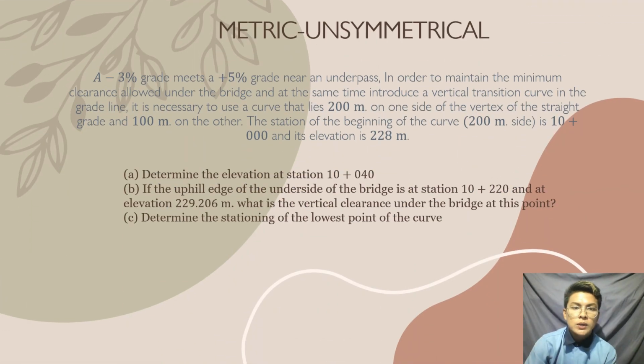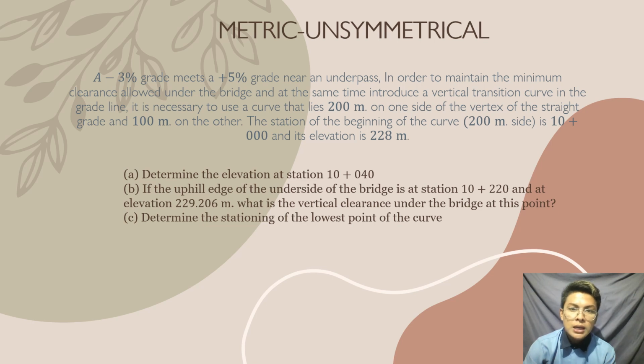Next is by using metric unsymmetrical. So here's our given. A negative 3% grade meets a positive 5% grade near an underpass. In order to maintain the minimum clearance allowed under the bridge and at the same time introduce a vertical transition curve in the grade line, it is necessary to use a curve that lies 200 meters on one side of the vertex of the straight grade and 100 meters on the other.